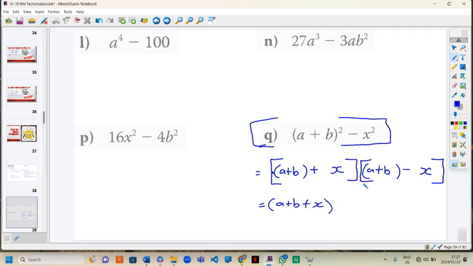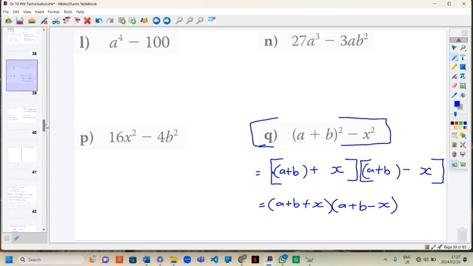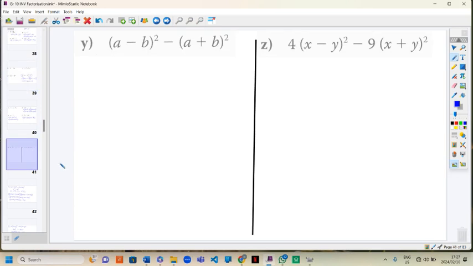Okay, positive times a is positive a. Positive times positive b is positive b minus x. Okay, so let's see if we can find another one of those. Here we go. All right, let's look at this.